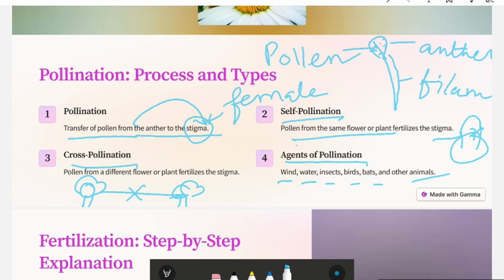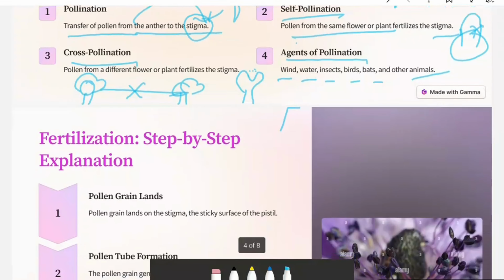But how do insects help in pollination? Do you know this? What happens when an insect sits on the male flower? The pollen gets stuck to its legs, and when it goes to the female flower, it shakes off, and all the pollen drops on the stigma. This is the stigma part here, and this way pollination takes place.